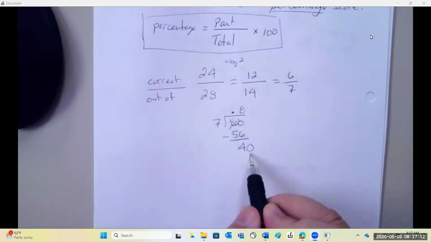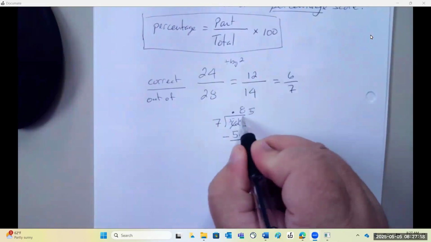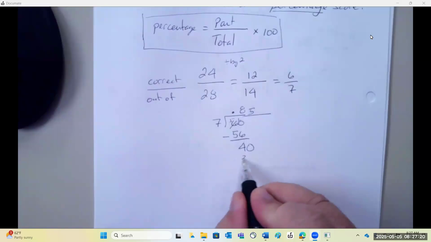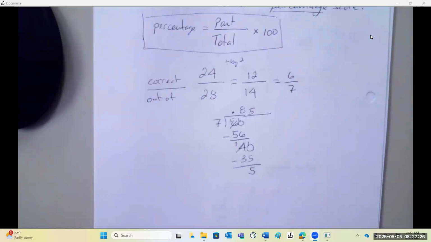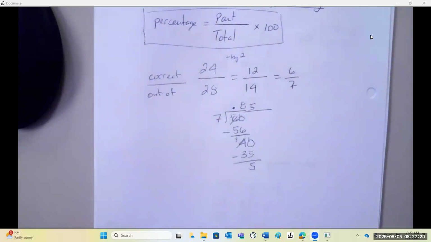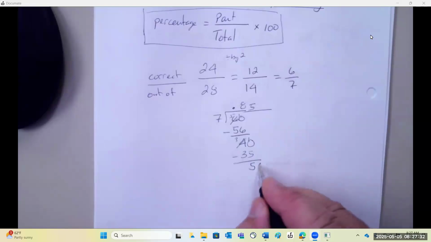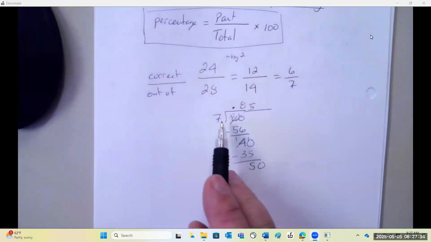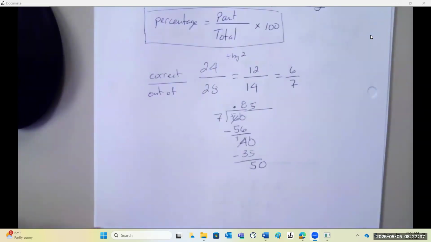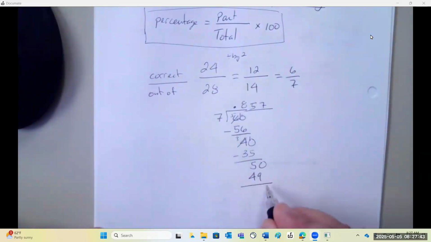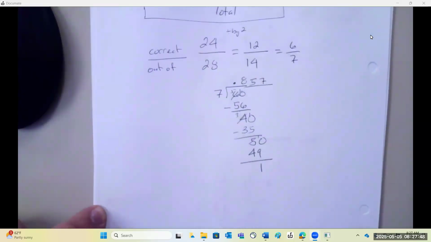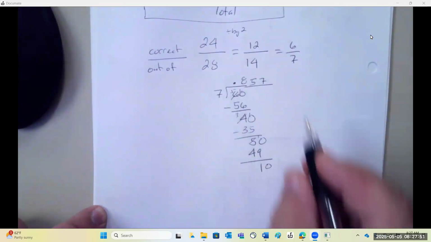7 goes into 40 how many times? 5 times 7 is 35. Subtract those. We get 5. 7 goes into 50 seven times, that's 49. Seven goes into 10 once.